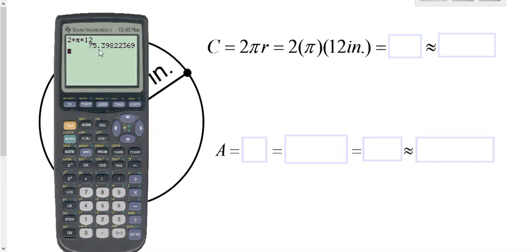So this will round to 75 point. This is a 3. The next number is a 9. So we round it up to 0.4. 75.4.